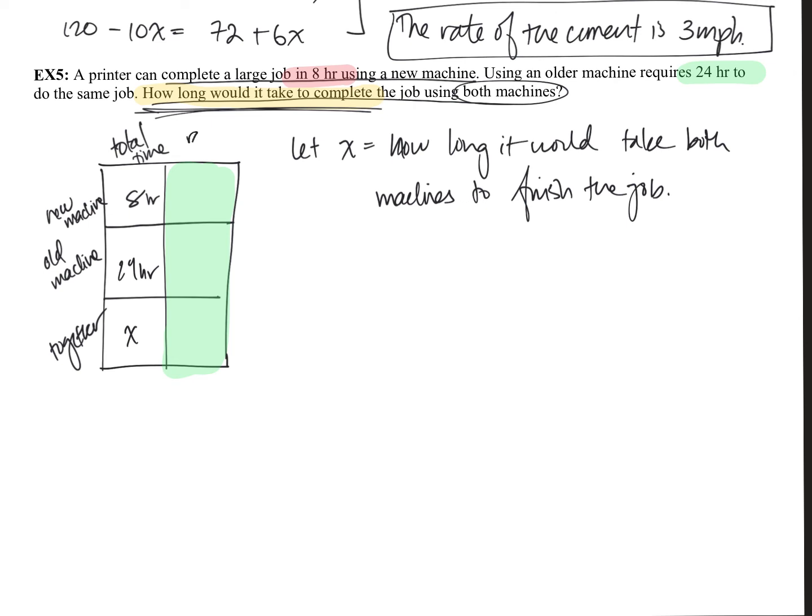We're talking about the rate per hour. So in 1 hour, how much of the job would the new machine have finished? Well, if it takes 8 hours to finish the job, then in 1 hour it would have finished an eighth of the job. Okay, so that'll be the rate, an eighth. In the old machine, if it takes 24 hours total, how much would it have finished in 1 hour? Well, a 24th of it. So all you do, which is easy, is you just take the reciprocal, and that's how you find the rate. So you just take the reciprocal of the total time that you have.